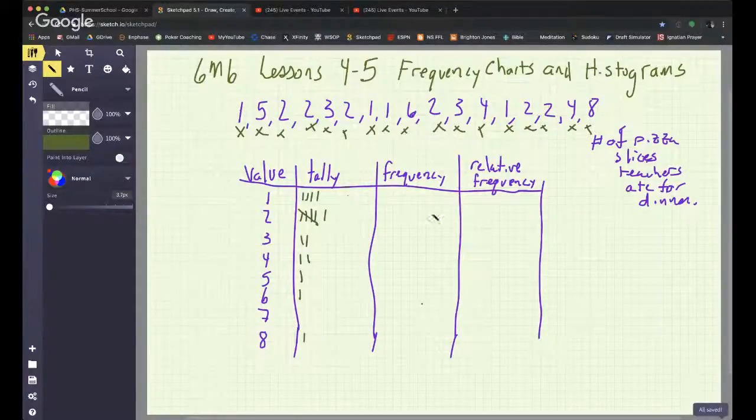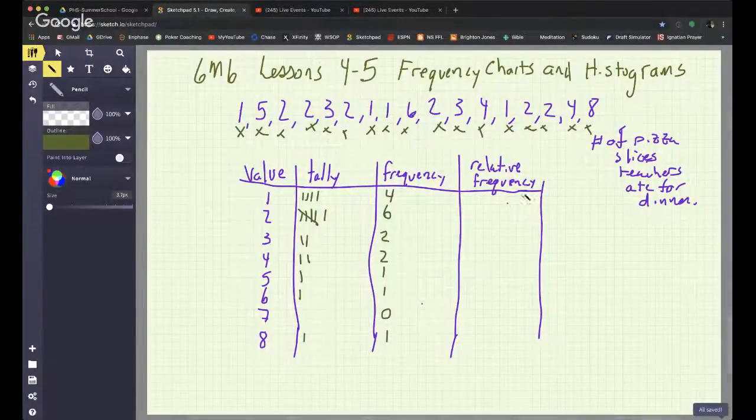Now we just add those up. Add up each tally to get the frequency of that value. It's like the dot plot, but numerical and in a table. So we have 4 1s, 6 2s, 2 3s, 2 4s, 1 5, 1 6. We have no 7, so let's put a 0 for that, and then we have 1 8.